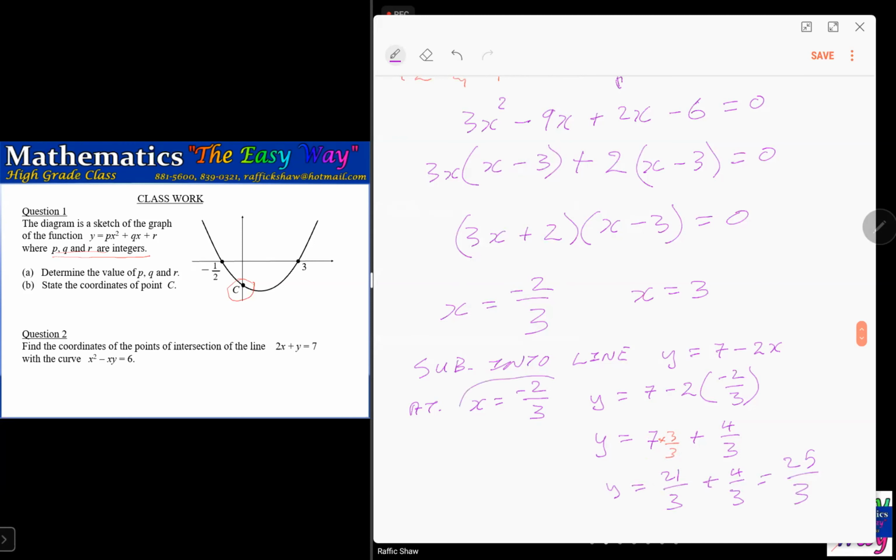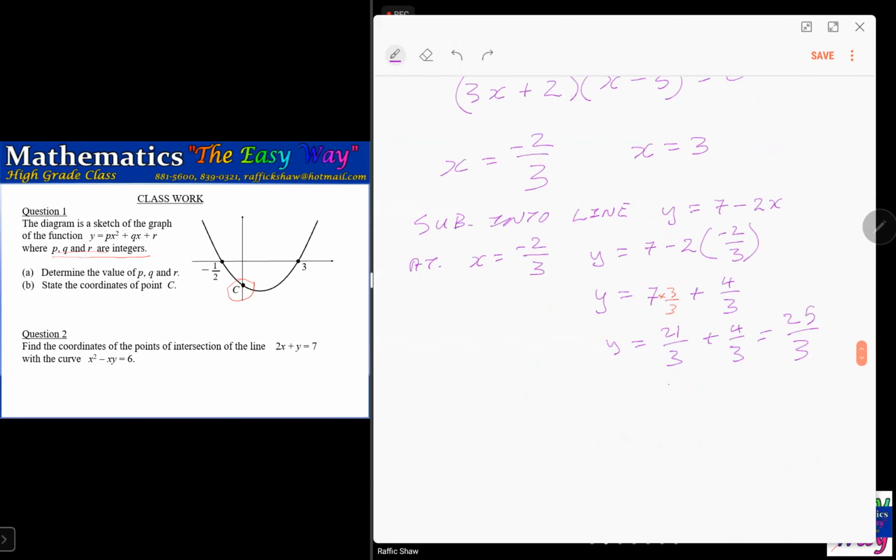So when the x value is this, the y value is this at one of the points. So we can write that as minus 2/3, 25/3. That is one of the coordinates, one of the points of intersection.